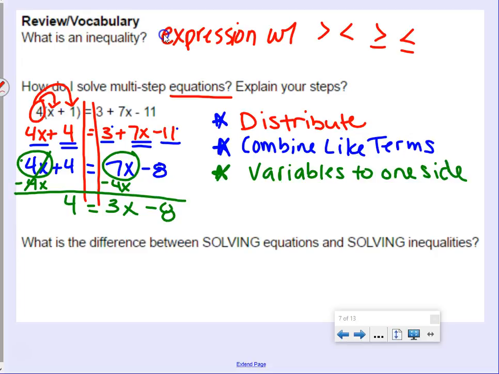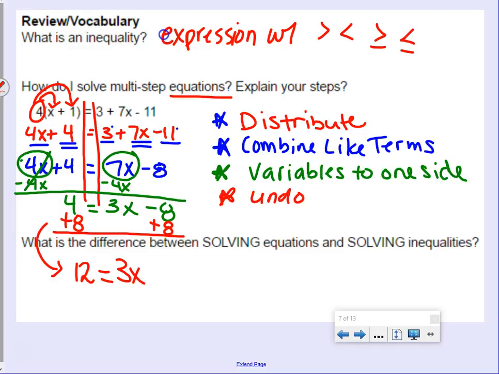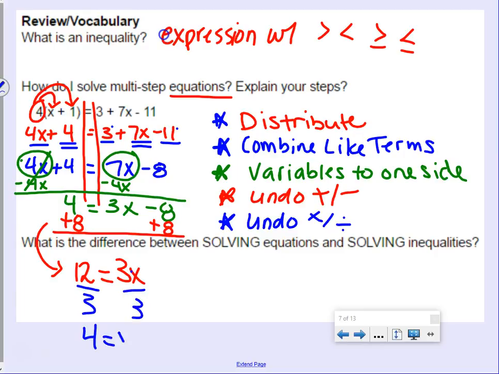Next step would be to undo addition and subtraction. So we have minus 8, which we want to undo with plus 8. Now I'm going to bring this down here. We have 12 equals 3x. So that was undo addition and subtraction. Last step will be to undo multiplication or division. So we have times 3, we want to divide by 3 on both sides, and we get x equals 4.